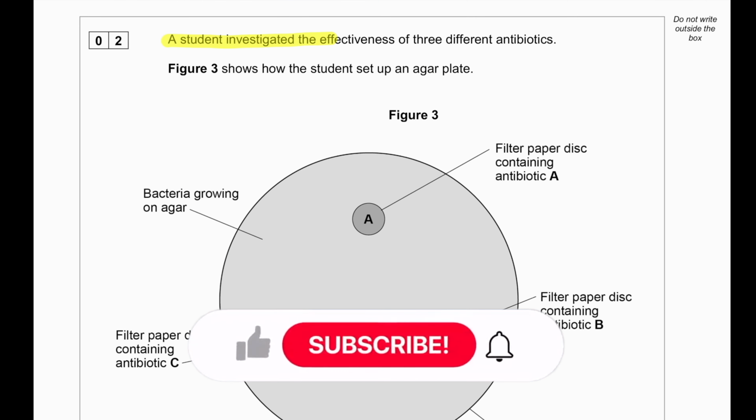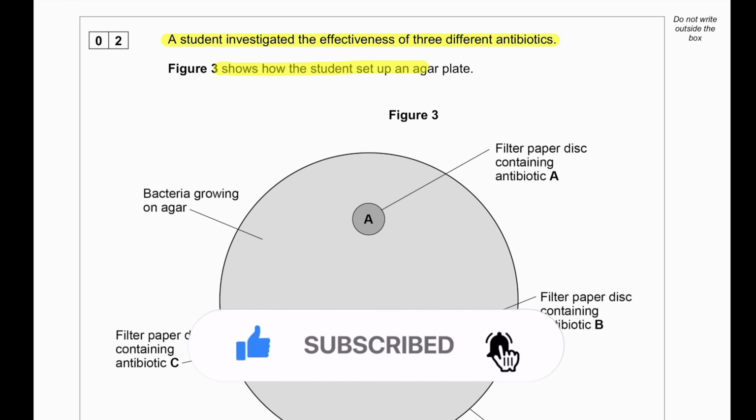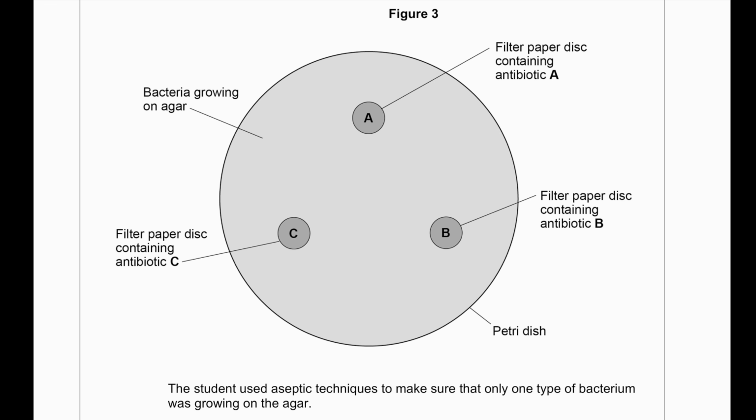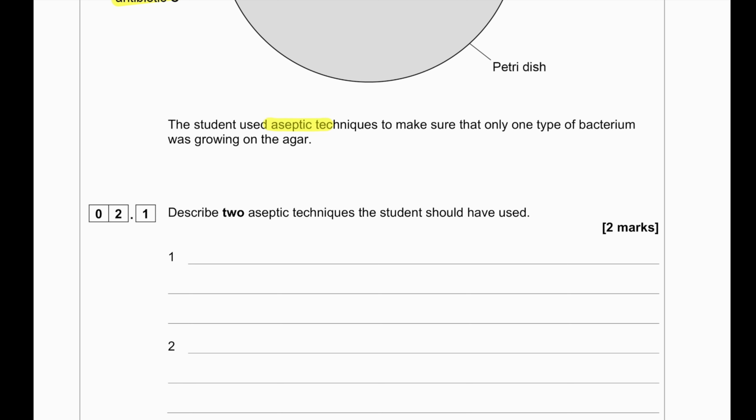A student investigated the effectiveness of 3 different antibiotics. Figure 3 shows how the student set up an agar plate. We can see the bacteria growing on agar, and we can see filter paper containing antibiotic A, B, and antibiotic C. The student used aseptic techniques to make sure that only one type of bacterium was growing on the agar.